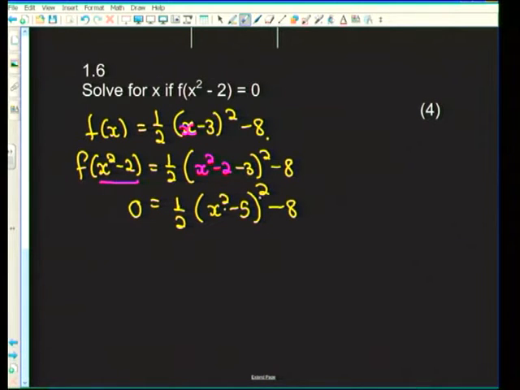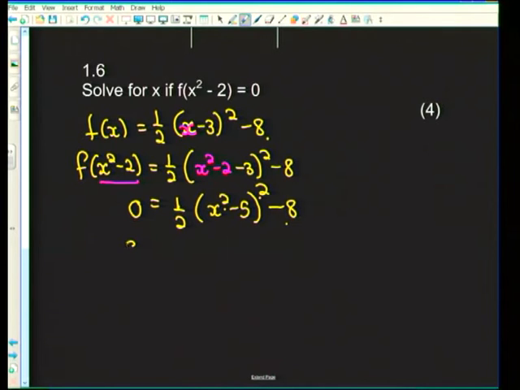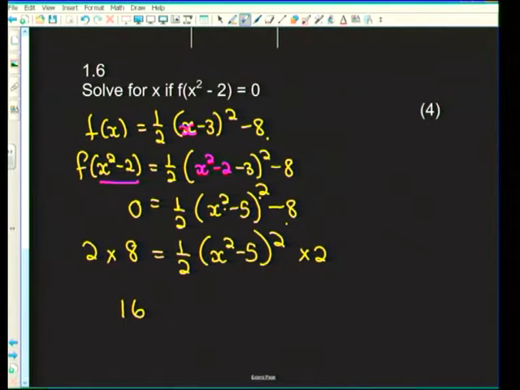Now, a squared makes your equation become a power 4 equation. Now, this one isn't too bad. I think we can manage to solve it out without too much trouble. I will show you eventually a little bit better method. So what I'm going to do here is take the 8 over. So 8 equals a half x squared minus 5 all squared. I don't want the half, so I'm going to multiply this side by 2 and that side by 2. So I'm going to get 16 equals x squared minus 5 all squared.